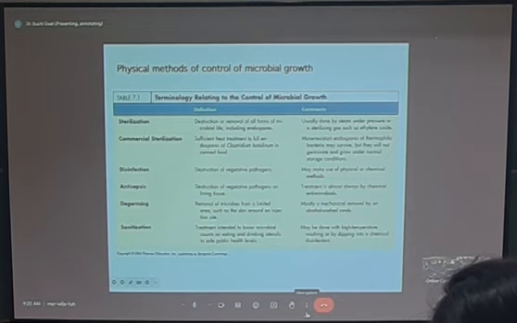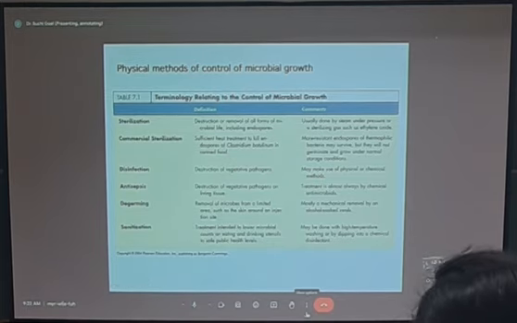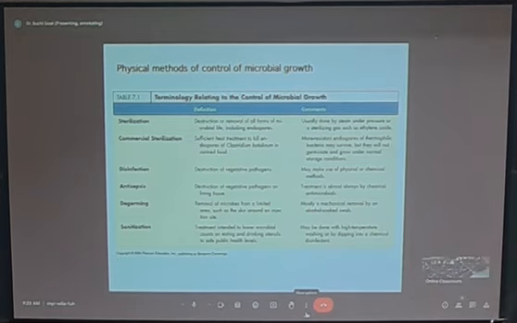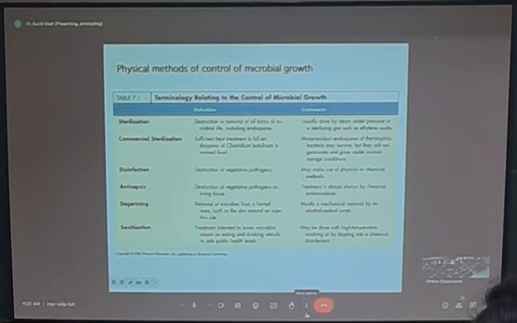What is disinfection? You disrupt vegetative pathogens. It means you do not kill the endospores, you only disrupt the multiplying forms of the microorganisms. So what you do is destroy the vegetative pathogens, and you can use physical or chemical methods. What is antisepsis? It is the destruction of vegetative pathogens on living tissue.